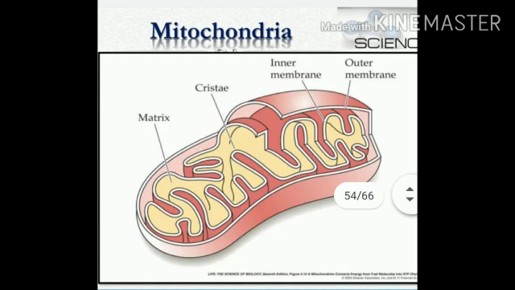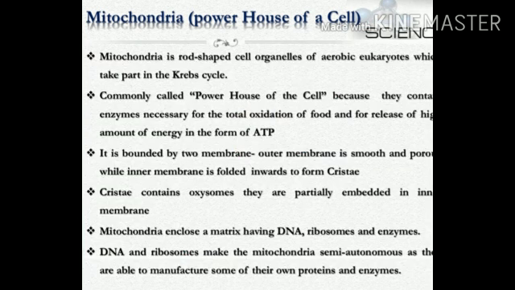Okay, now our next organelle is mitochondria. You can see it is also a membrane bound organelle with matrix and cristae. Mitochondria is a rod shaped organelle, and it's commonly known as the powerhouse of the cell, because they contain enzymes necessary for the total oxidation of the food and the release of a high amount of energy in the form of ATP.